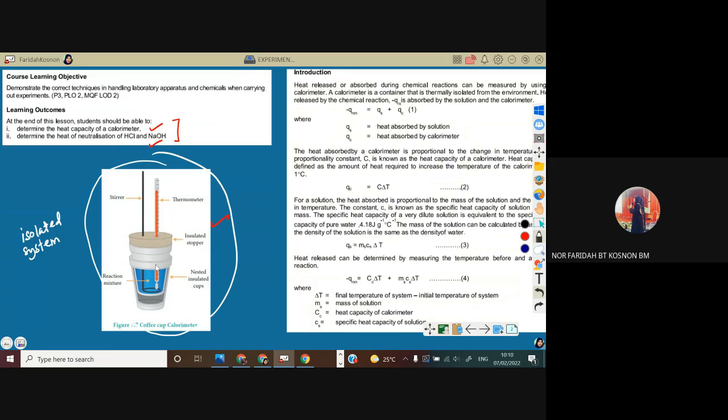So, isolated system ni dia hanya kita kena menganggap bahawa the heat released from the reaction tu berlaku dekat mana? Dalam calorimeter will be released. But, release ke mana? Dia akan diserap oleh calorimeter itself and the solution inside. So that's why you have to read all the introduction here.